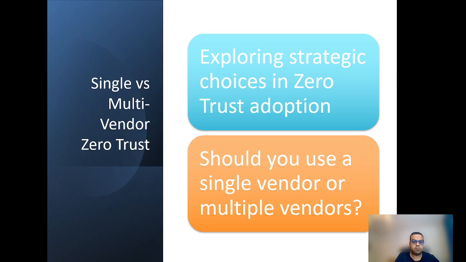Now let's discuss the single vendor or multi-vendor approach when it comes to zero trust implementation. Let's explore this important strategic decision in zero trust. Whether an organization implements zero trust using a single vendor or goes for multi-vendor, that is the question that touches the architecture, operations, and long-term flexibility. And the answer is not always obvious.